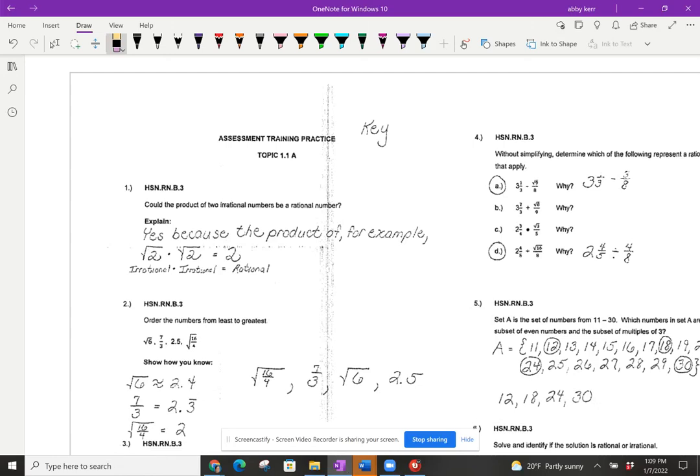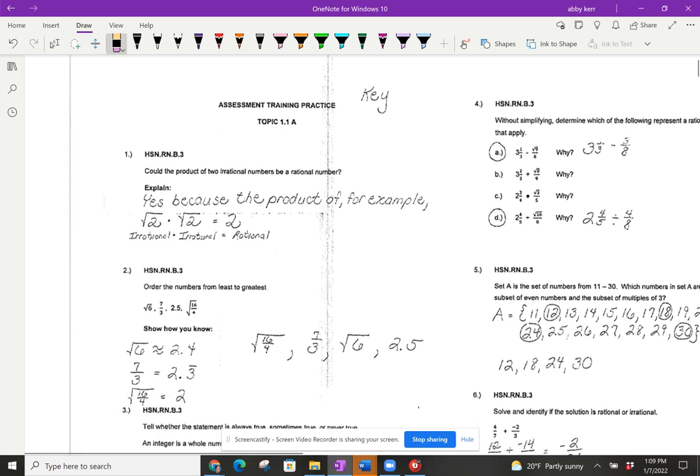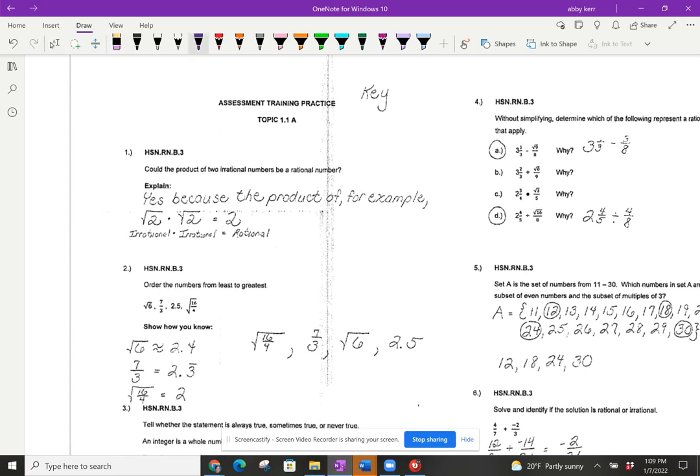So in this video, we are going to go over the assessment training practices which we compiled together to be the study guide for semester one for Algebra 1. So in question number 1 of topic 1.1, it says, could the product of two irrational numbers be rational?